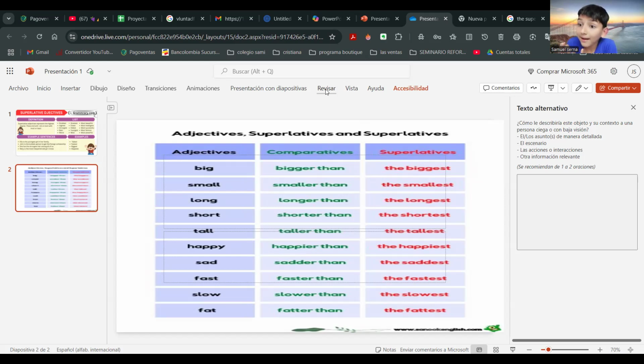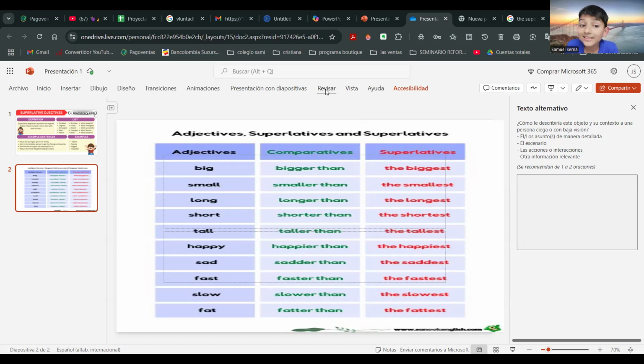But in the superlative adjectives, I don't compare one thing with another thing. I add -est and "the", but I talk about one thing.